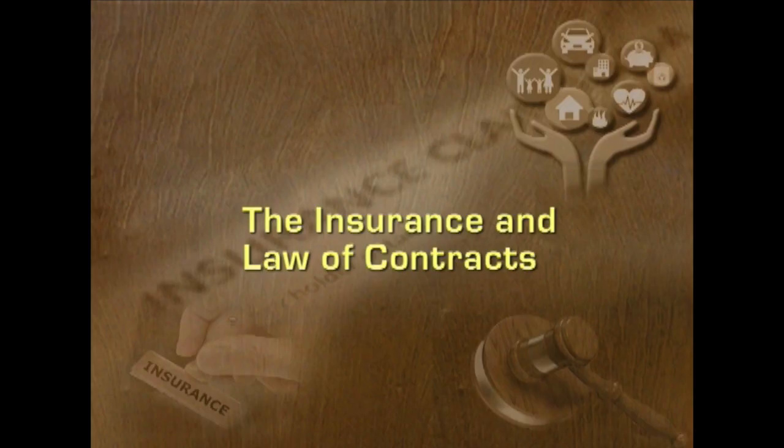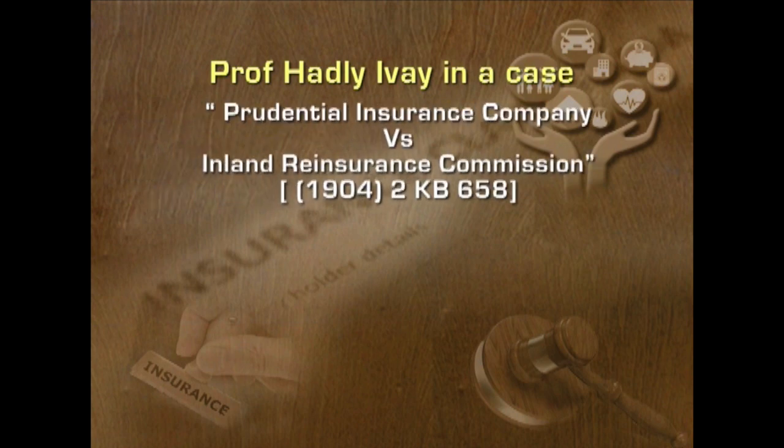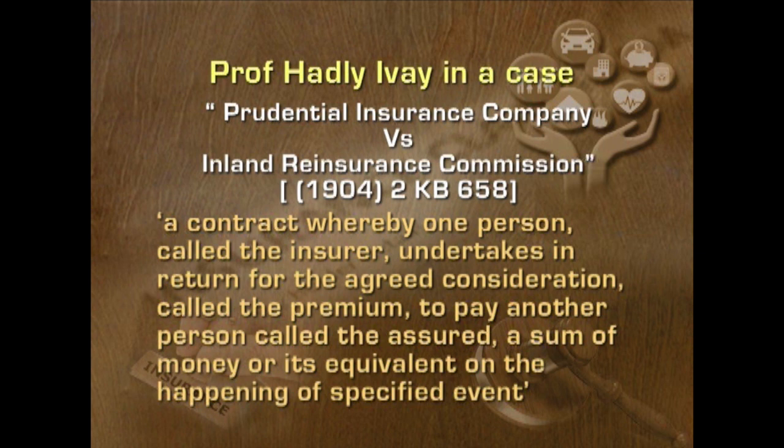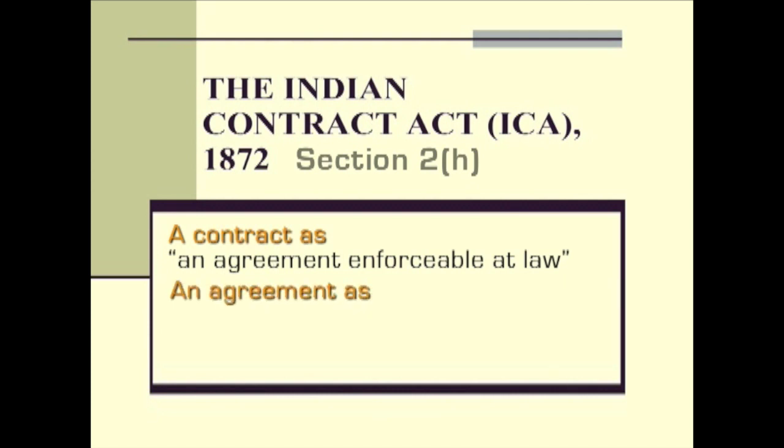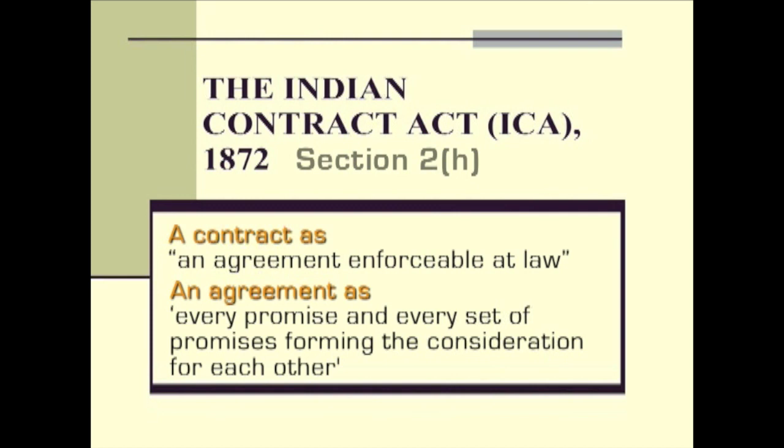The insurance and law of contracts. Insurance is a contract between two parties, the insured and the insurer. Professor Hardy Ivamy, in the case Prudential Insurance Company versus Inland Revenue Commissioners, 1904, 2 KB 658, defines the insurance contract as a contract whereby one person, called the insurer, undertakes in return for the agreed consideration, called the premium, to pay another person, called the assured, a sum of money or its equivalent on the happening of a specified event. The general principles of law of contracts are applicable to the contract of insurance, subject to local mercantile customs and usages. Section 2(h) of the Indian Contract Act 1872 defines a contract as an agreement enforceable at law. An agreement is every promise and every set of promises forming the consideration for each other.